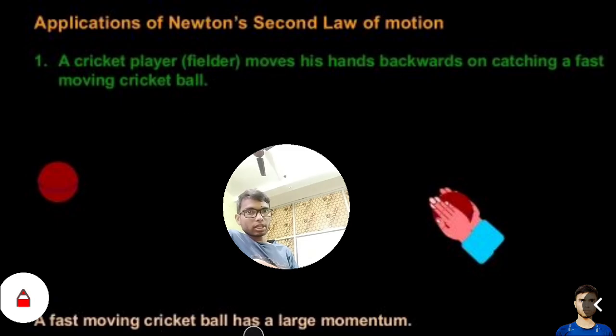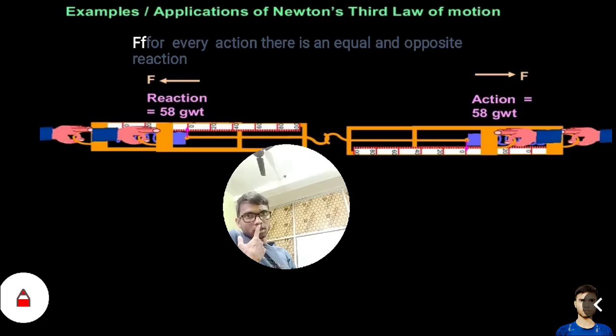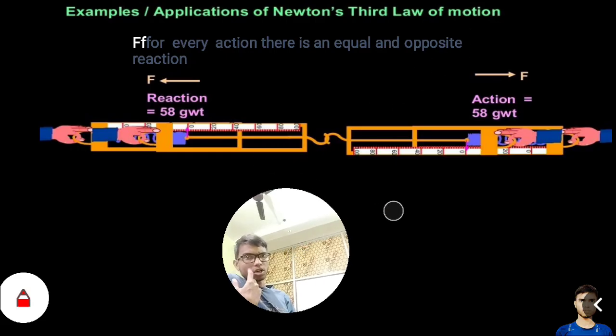A fast moving cricket ball has a large momentum. It will impact his hand more. That's why he will take his hand back more. Okay, this was an application of Newton's second law of motion. Now we have examples, applications of Newton's third law of motion. From this you see action and reaction. Action is seen on one body, and reaction will be seen on another body.